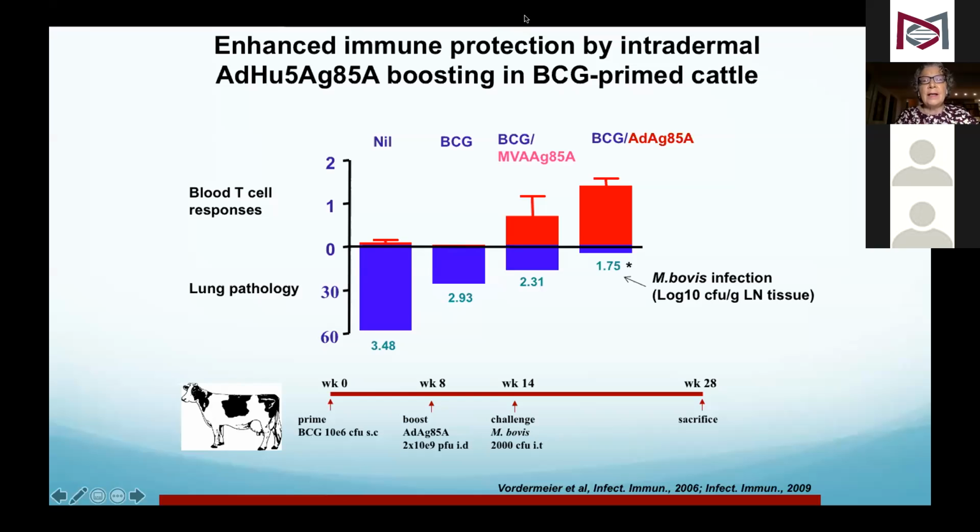And looking again at a cattle model, you've got the same with BCG primed here with the adenovirus vector. Looking here at two outcomes, either the lung pathology, representative of mycobacterial infection, and you can see that the lung pathology is the lowest here in the group that received BCG priming with the adenovirus vector.